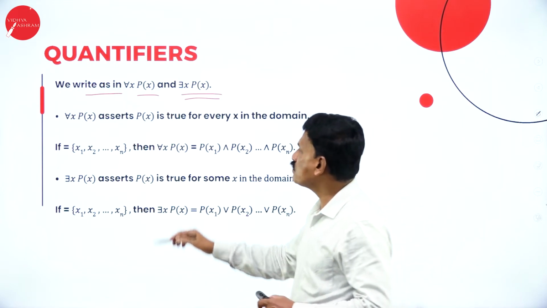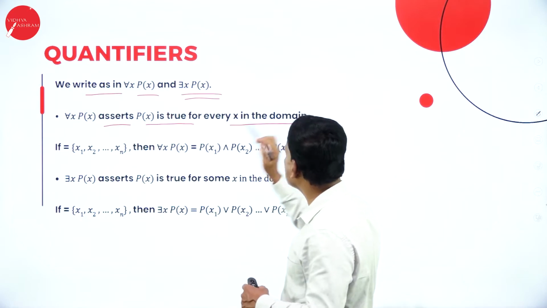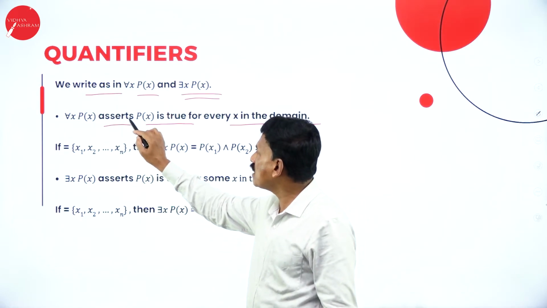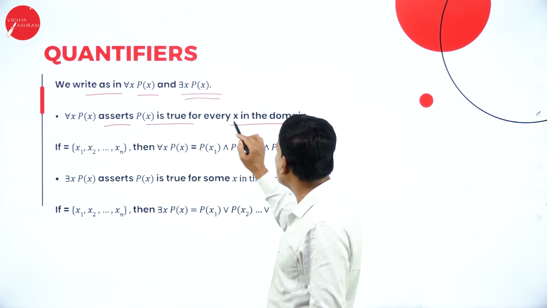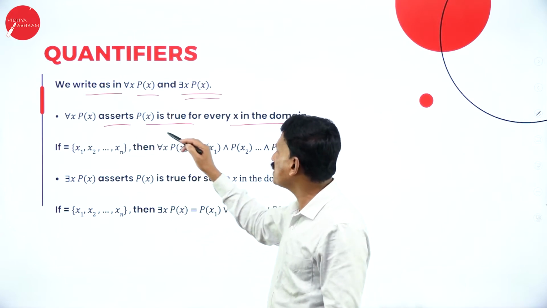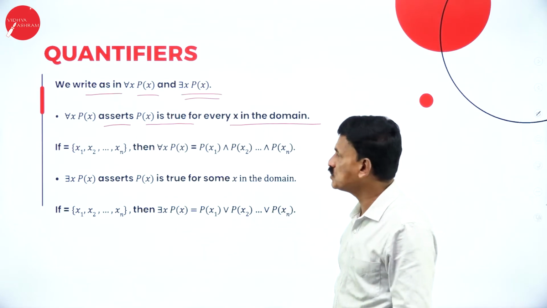So for all x, P of x asserts P of x is true for every value of x in the domain. So here for all x, this P of x will assert P of x is true for every value of x. For all the values of x, this P of x will assert whether it is true for every value in its domain.